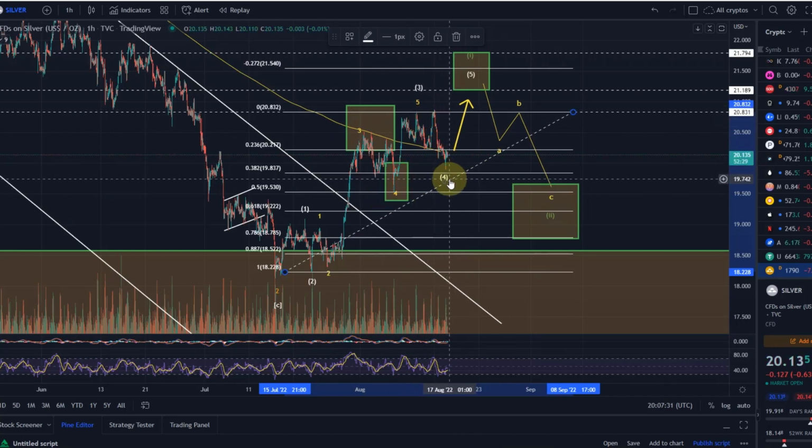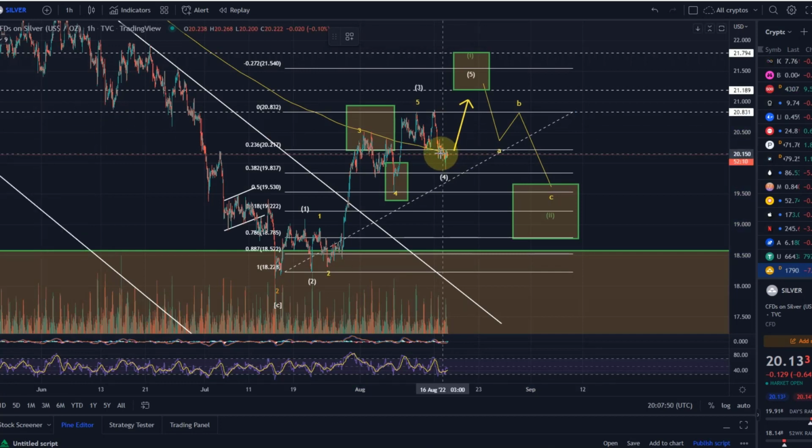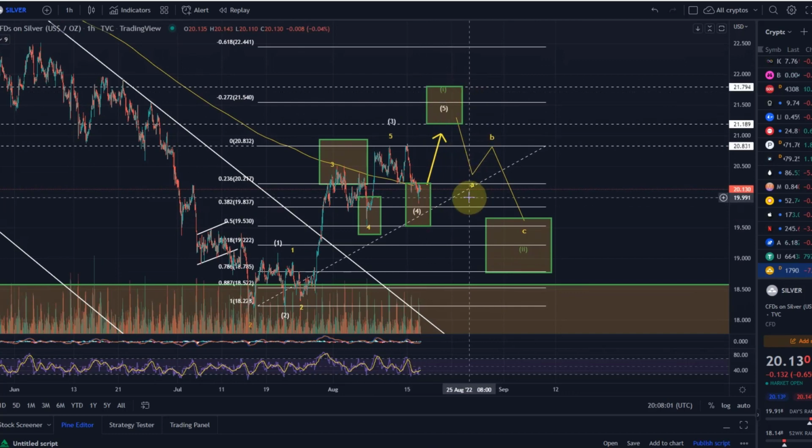A wave 4 here in white can stretch all the way down to the 50% FIB level. So it could theoretically even come down to $19.50. We have only just reached the ideal retracement level, which is here at the 38.2% FIB level at 19.84. So what I'm going to do now is highlight the area where we expect the reversal between which Fibonacci levels, and then from here we would expect the move up in a wave 5.